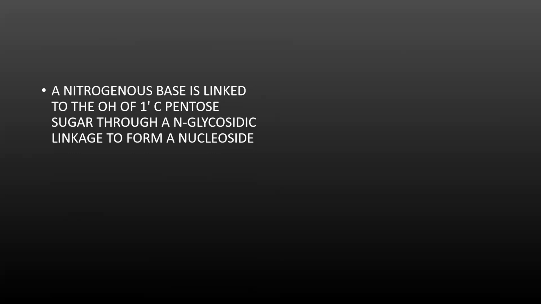Then a nitrogenous base is linked to the OH of the first carbon of the pentose sugar through an N-glycosidic linkage to form a nucleoside. A nitrogenous base is joined to the sugar through which carbon? The first carbon. And this nitrogenous base plus sugar forms a nucleoside. We had studied the nucleotide, which contains phosphate, sugar and nitrogenous base, but here the phosphate is not attached yet.